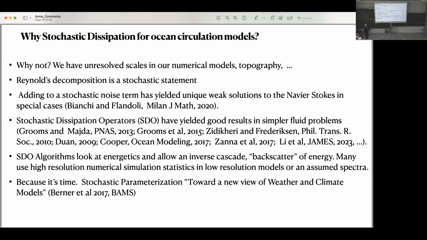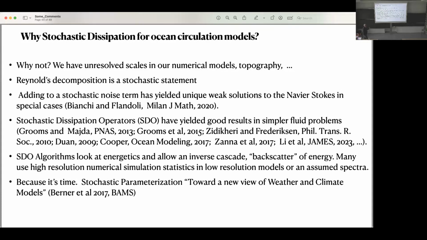And the Reynolds decomposition is a stochastic statement in itself. As I mentioned a few moments ago, adding a stochastic noise term has yielded some unique weak solutions to the Navier-Stokes equations in very special cases. A review is given in this reference. And people have started using stochastic dissipation operators in very simple flow problems. And here's a list of references.